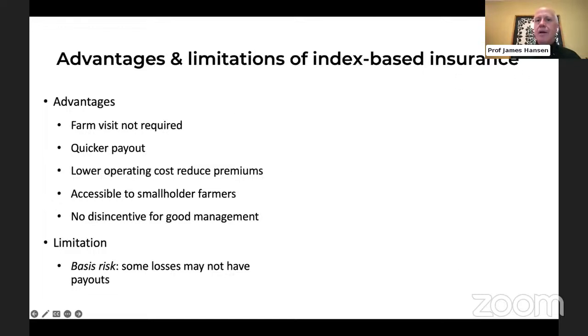And so this key limitation requires very careful communication, education with the farmers. Basis risk, the possibility that they might experience a loss but not be covered and not receive a payout, needs to be communicated very carefully.